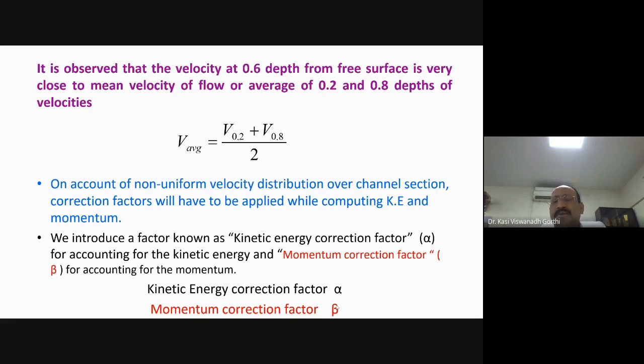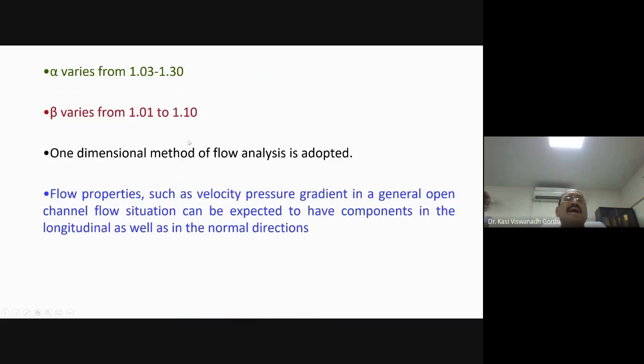Similarly, multiply with beta, the momentum, you will get corrected momentum. So the value of alpha may vary from about 1.03 to 1.30, and beta varies from about 1.01 to 1.10. So a one-dimensional method of flow analysis is adopted. What is this one-dimensional method?